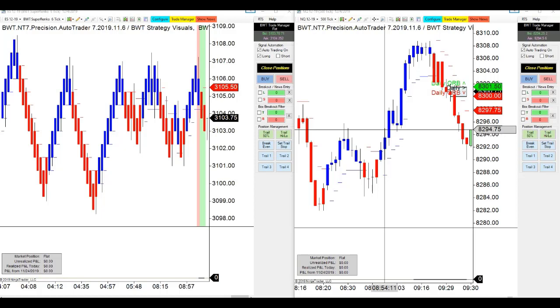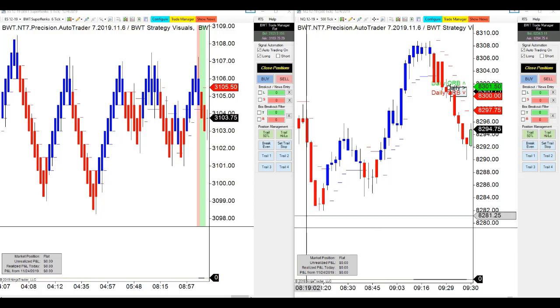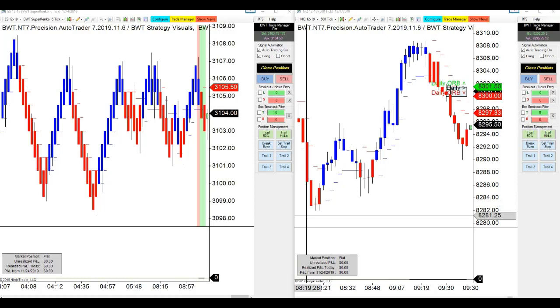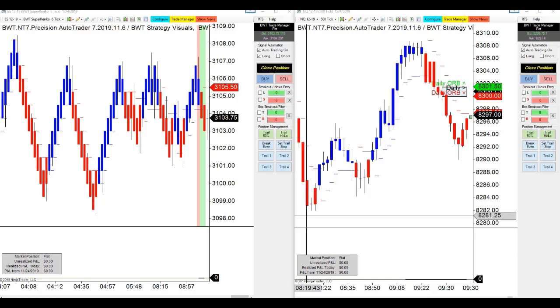82.85, remember that number, they need to stay above it. It's okay if they spike it. They need to test it, that's fine. But they cannot start spending a long time below 82.85, or my plan is just not going to work out today. So they're coming back up now.